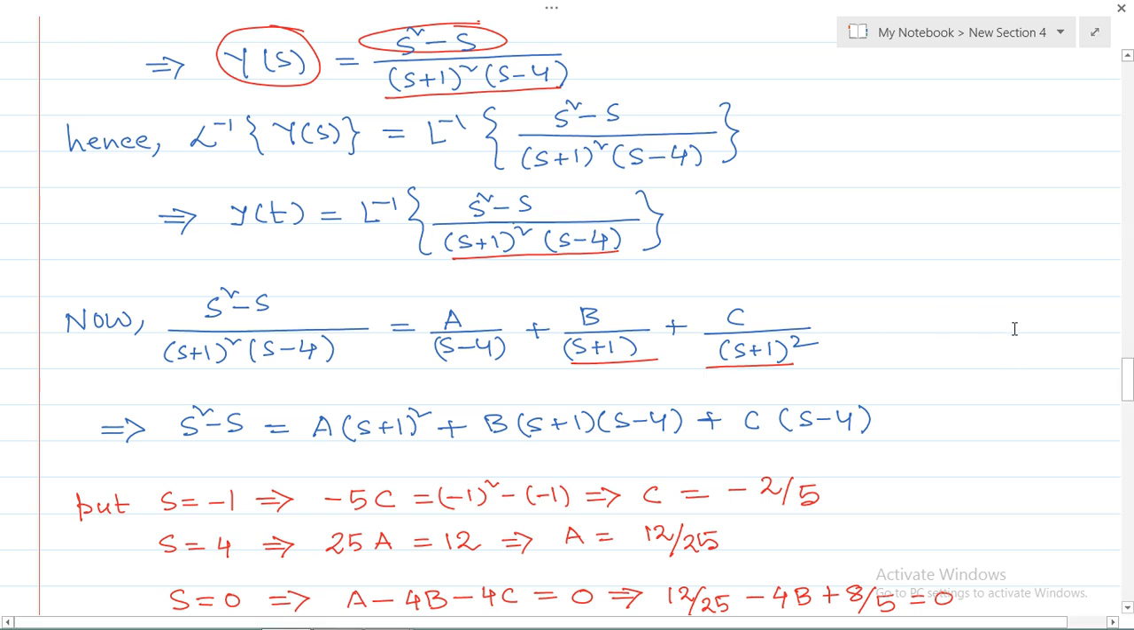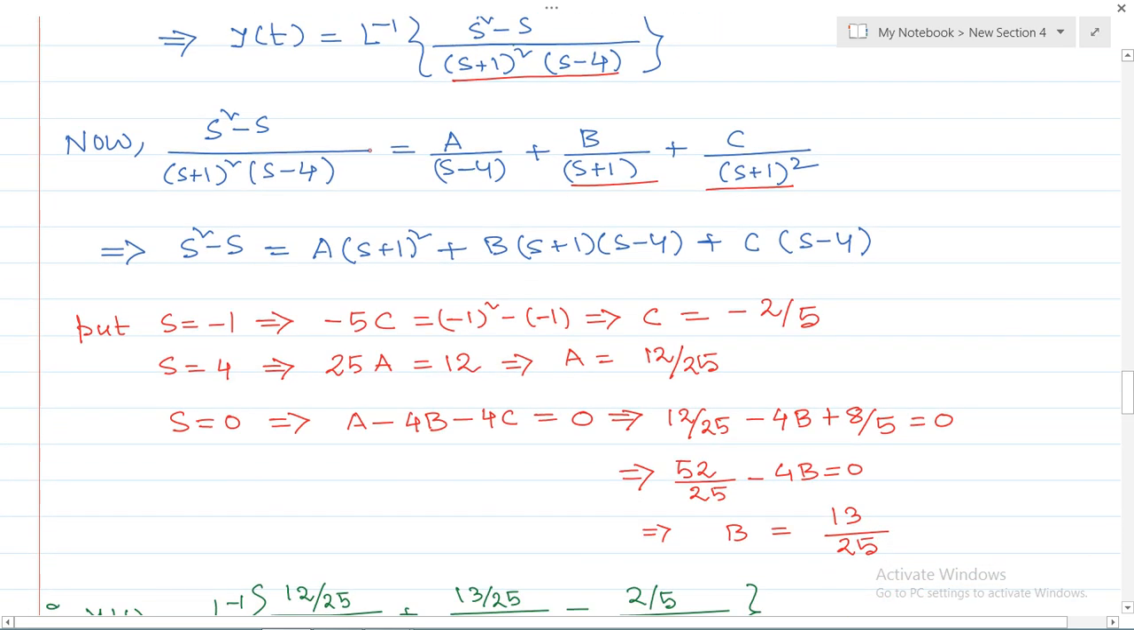Now how to get the values for A, B, C? This is very simple. We just cross multiply or take the LCM. So s square minus s will come on the left hand side. On the right hand side we get A into s plus 1 whole square plus B into s plus 1 into s minus 4 plus C into s minus 4. Now we have to substitute values of s. For easy calculation, we put s equal to minus 1, which gives the value of C as minus 2 by 5; s equal to plus 4 gives A equal to 12 by 25; and s equal to 0 gives B equal to 13 by 25. So we substitute all these A, B, C values here.